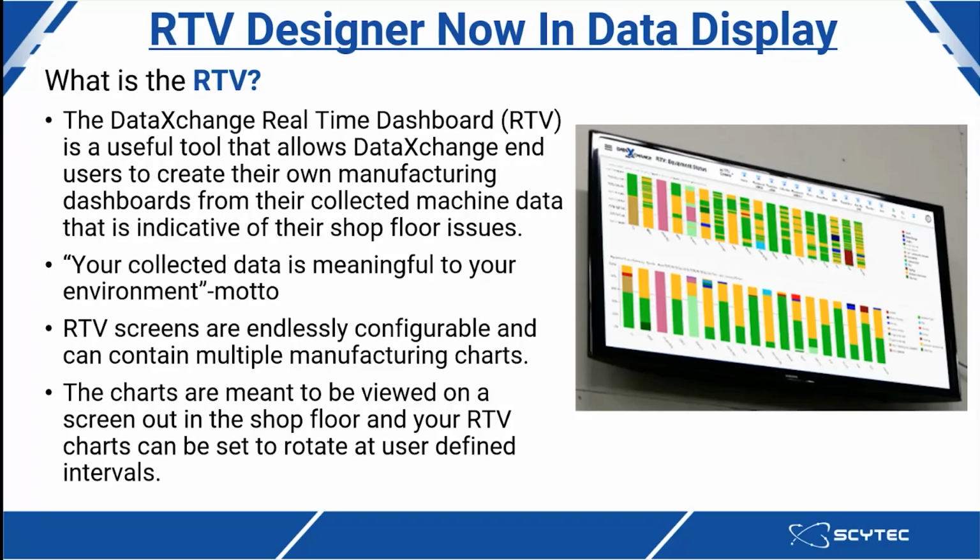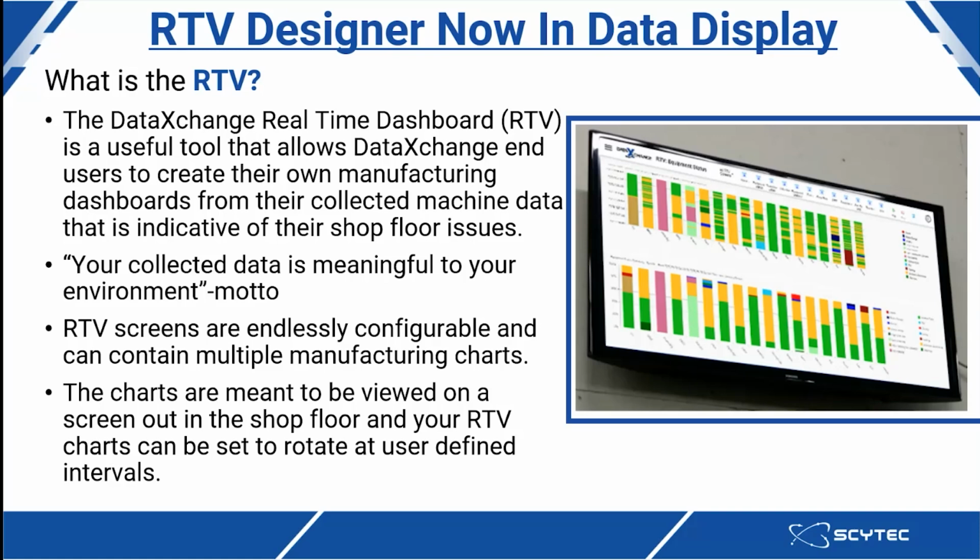And specifically what I'm going to be talking about is the RTV. The RTV screens are endlessly configurable and contain multiple manufacturing charts. You develop these with the designer that I'm going to be talking about here. The charts are meant to be viewed on a screen out on the shop floor, and your RTV charts can be set to rotate at user-defined intervals, kind of like a stock ticker for your shop floor performance. What you're looking at in that image is an RTV screen showing equipment statuses and their summaries.